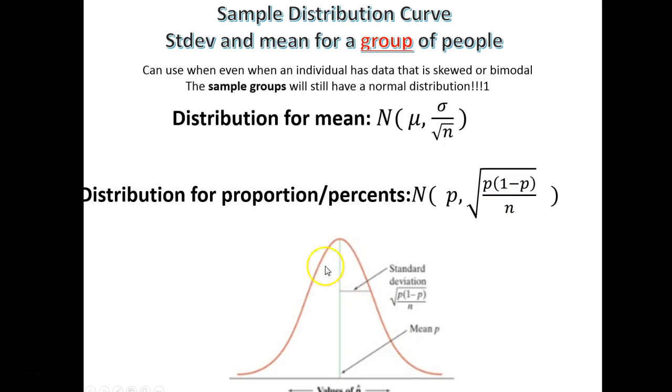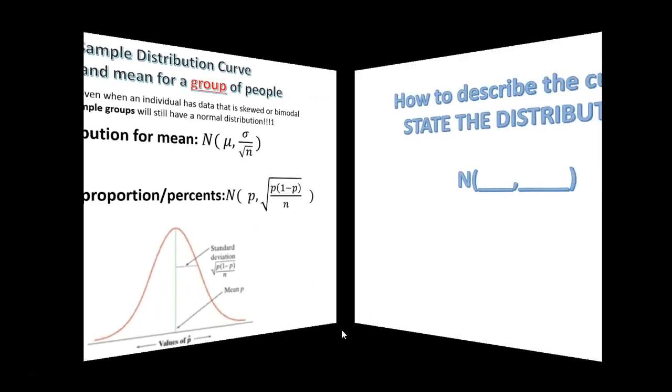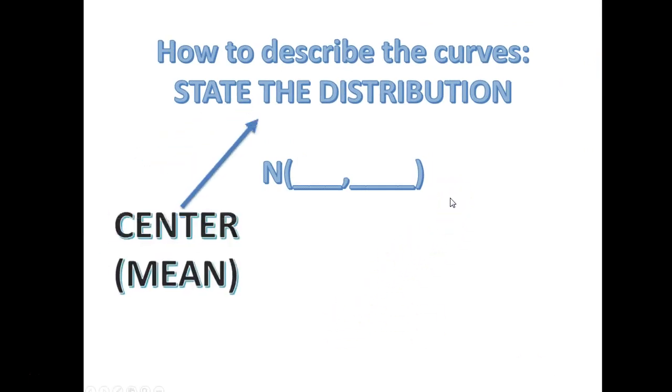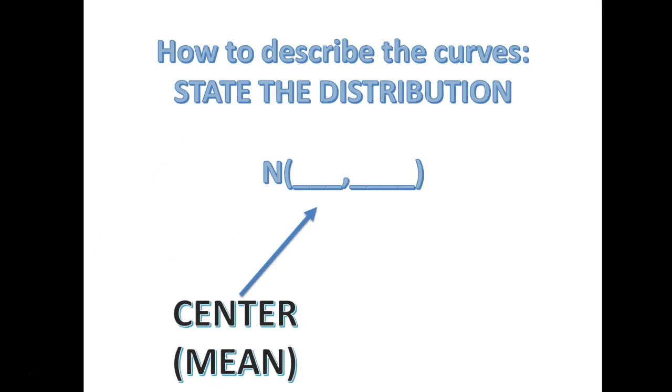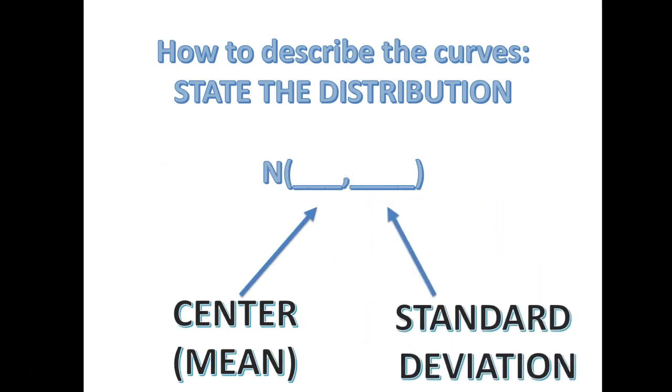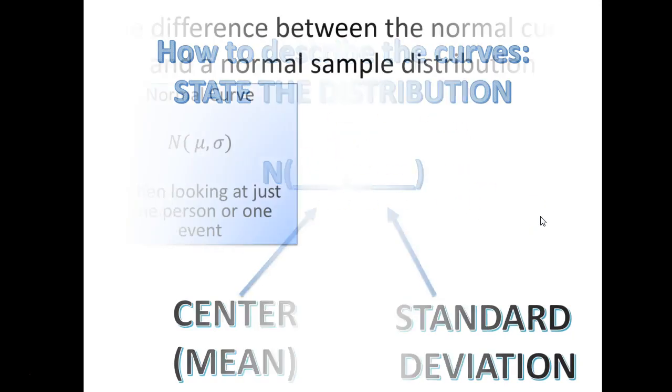You still have a regular normal curve. The area underneath is still 1. So when we describe the distribution, you probably already know this, but we always write N to let you know it's a normal curve. We put the center in the first part, and then we put the standard deviation. So I'm often going to ask you to describe the distribution, and this is what I'm looking for.